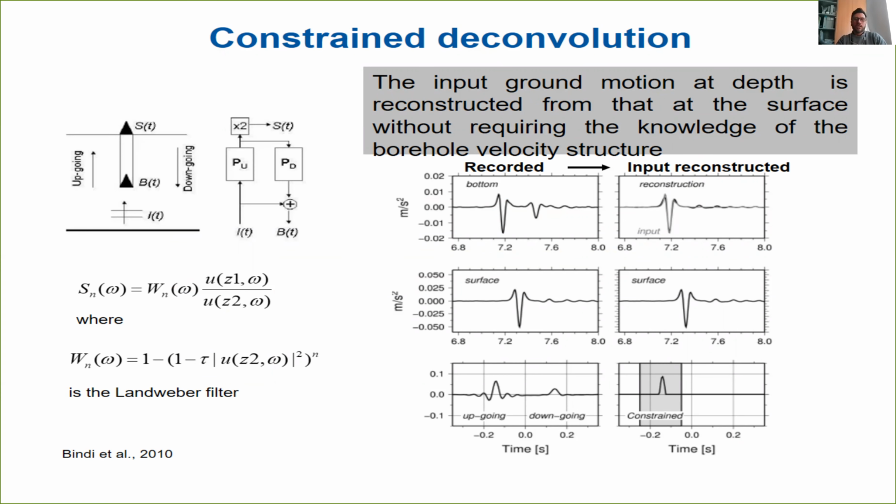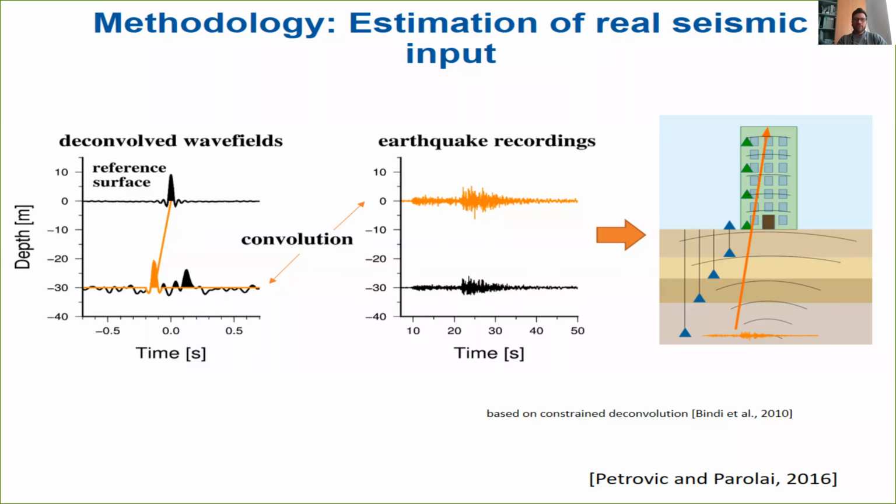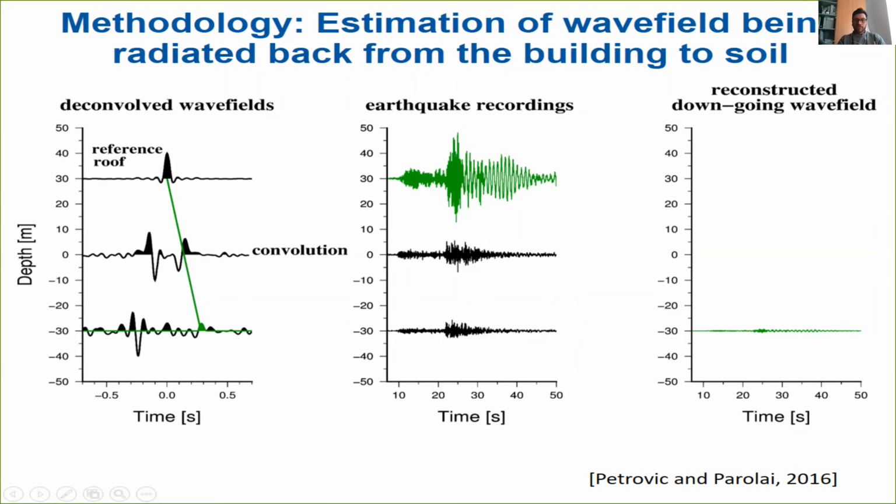Instead of doing a convolution, you can again do it through a deconvolution using a Landweber filter, but this is a technicality. So even if you don't know what the structure is, you can do it. In this way, I start from my recording on the top, I correct only for the acausal part, and I calculate the input ground motion at the base. But if I can do it for the input ground motion, I can also do it for the part of the field that is generated by the recording.